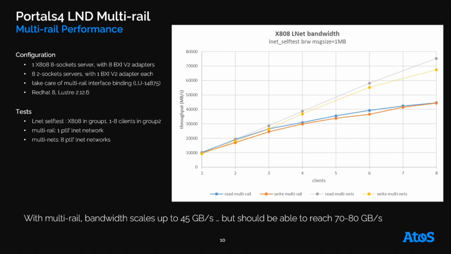We can see with blue and red lines that when increasing the number of clients, the multi-rail aggregated LNet bandwidth scales up to 45 GB per second. This is good, but it requires further analysis since we should be able to reach 70 to 80 GB per second, as shown by the multi-net configuration in gray and yellow dotted lines.